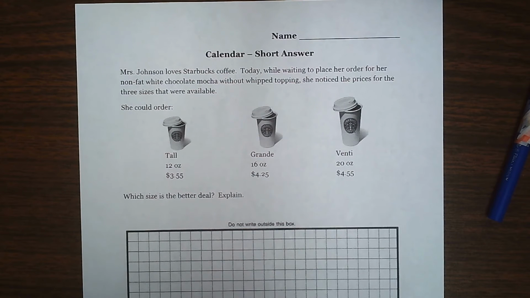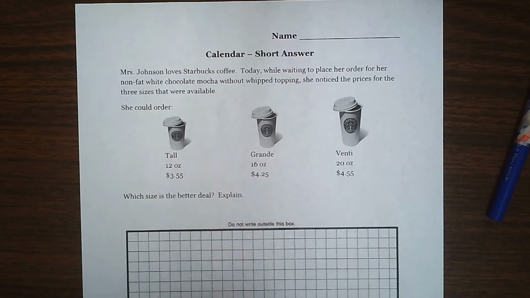She could order a tall, which is 12 ounces, for $3.55. A grande, which is 16 ounces, for $4.25. Or a venti, which is 20 ounces, for $4.55. Which size is the better deal? Explain.